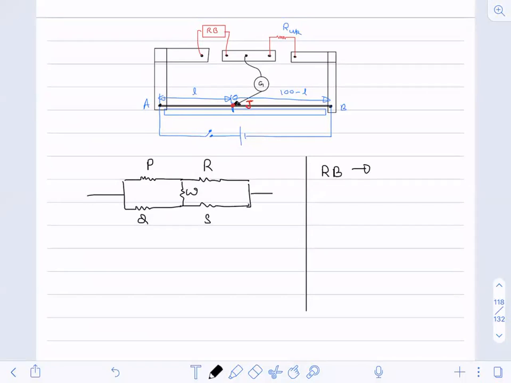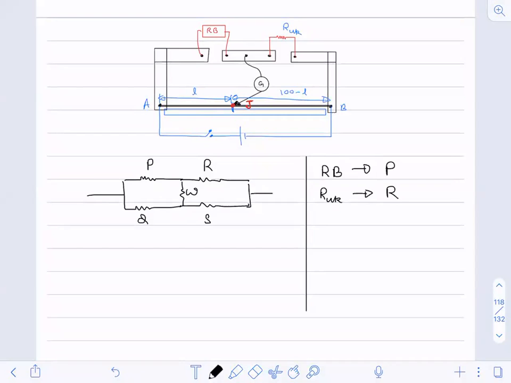Now RB is P. You just try to compare these two. So RB is nothing but P, not R. There what you have is R unknown, that is R suffix UK. It is here R, capital R.